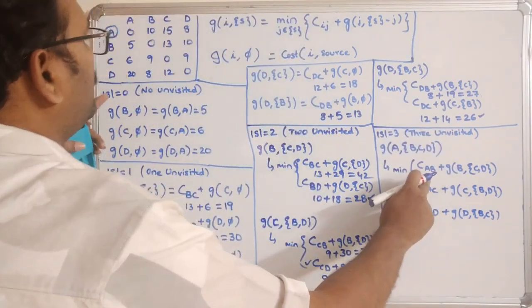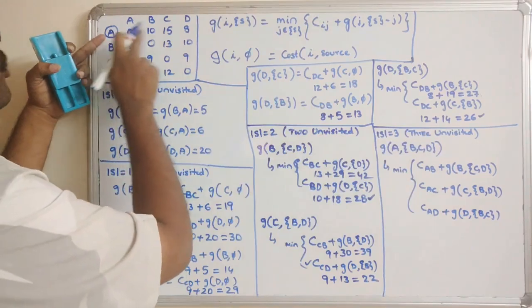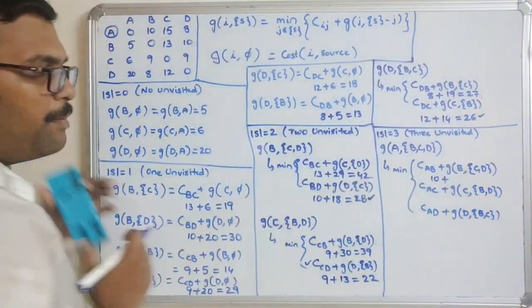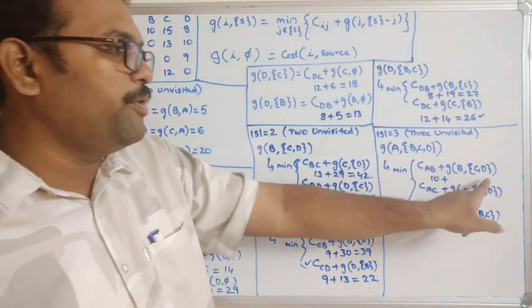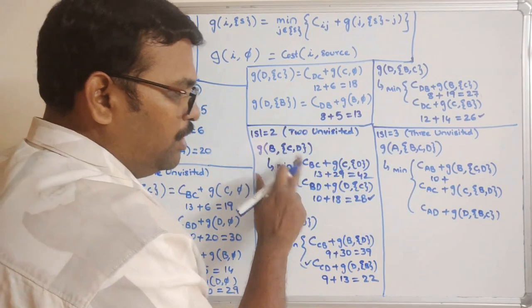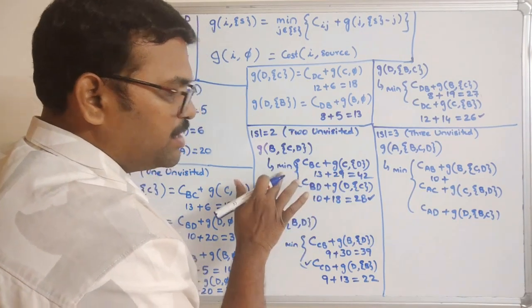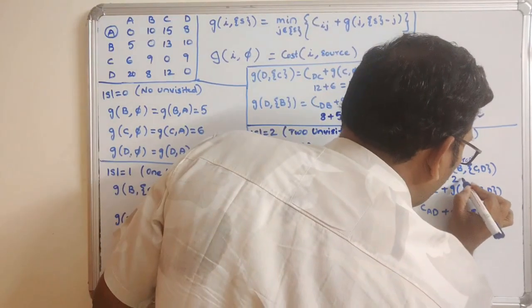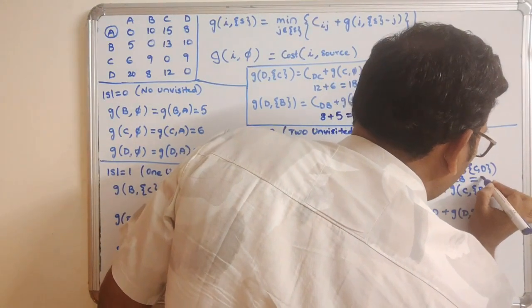So CAB, that means edge AB, A to B, it's 10 plus G of B comma CD. Already we have computed this one, G of B comma CD. Okay, what is the value? So we are having 2 values and we have to consider the minimum. So among these two, 28 is the minimum. So we have to consider 28. So the result is 38.